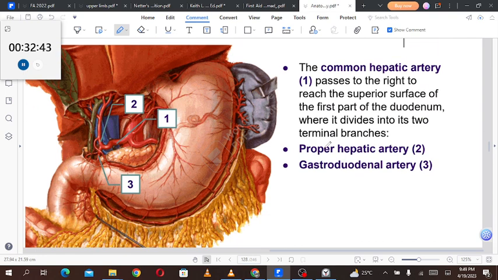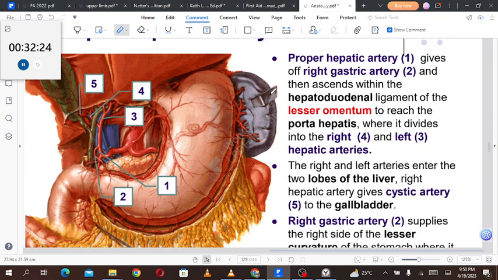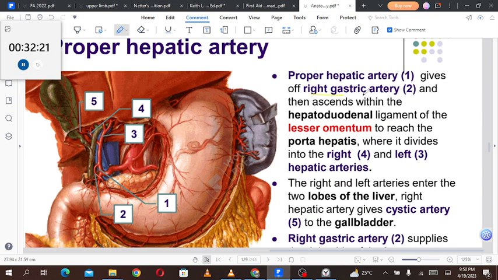Then we have the common hepatic artery, like this one. The common hepatic artery passes to the right and reaches the superior surface of the first part of the duodenum, where it divides into two terminal branches. That is the proper hepatic artery, which will move upward like this, and the gastroduodenal artery, which will come down like this. The proper hepatic artery gives rise to the right gastric artery, going to the right side. So this is the right gastric artery, and this is the left gastric artery.